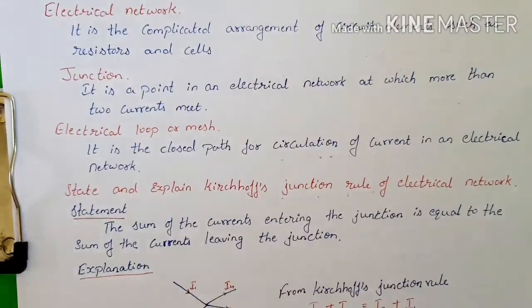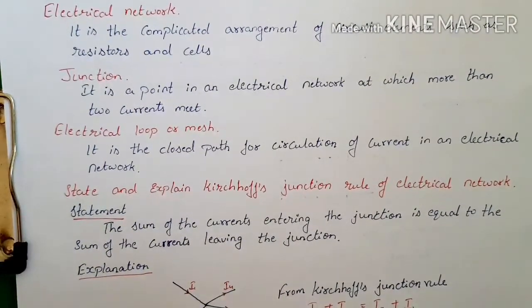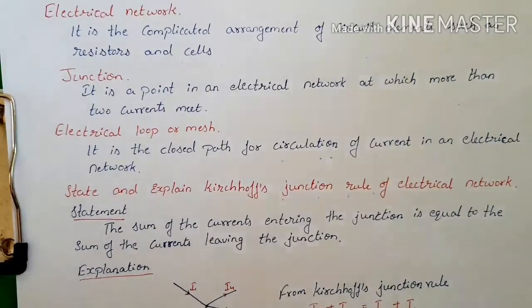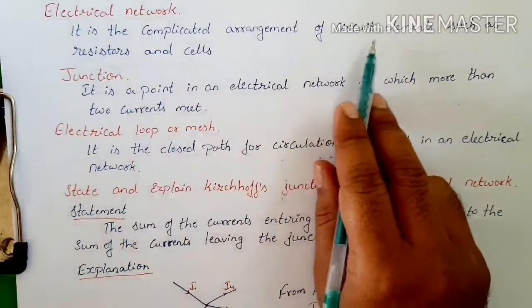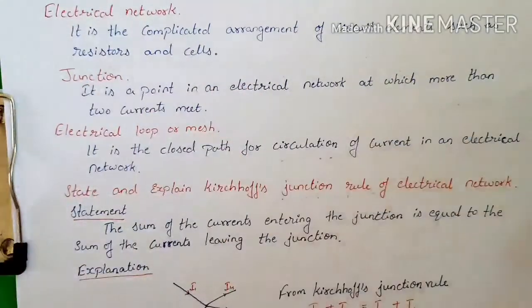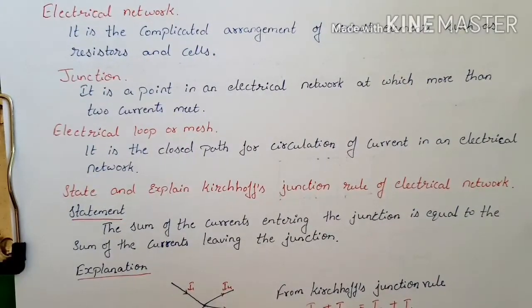Here now we are learning the most important concepts, which are very useful for your next university level studies, also in the field of electronics or electrical. It is an essential part of current electricity, that is, the electrical network and its rules. An electrical network is a complicated arrangement of circuit elements such as resistors and cells. Not only resistors and cells, it may have many more components in it. So it's a complicated arrangement of circuit elements.